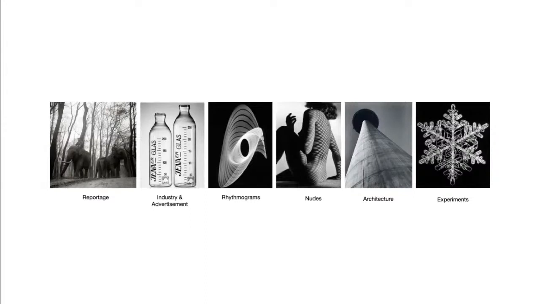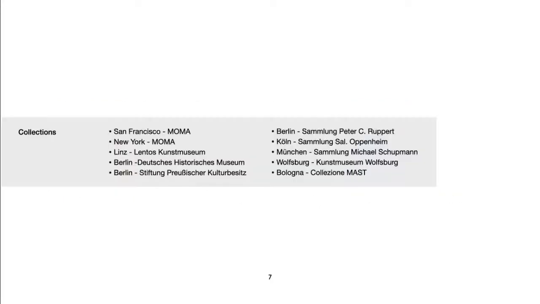In '49, he did a pretty courageous work with these nudes. He projected rasters on women's bodies, and it's called Dress of Light. He was quite famous for his architectural photography, and actually I would say he's one of the leading figures of German architecture photography after the Second World War. And he did a lot of experiments like snowflakes and macro photography. His work can be found all over the world in different collections.